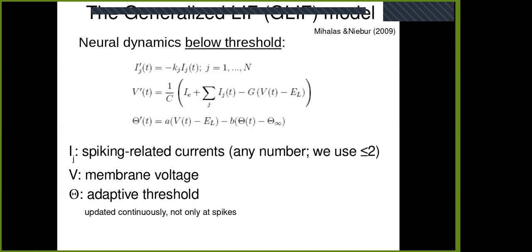I'm imagining that the I_j map to internal currents like sodium current and potassium current. So having two of them probably corresponds to those two currents. What happens if you have n greater than 2? I'm asking because I've implemented this in a class I took, and I couldn't tell what the difference would be if I increased n.